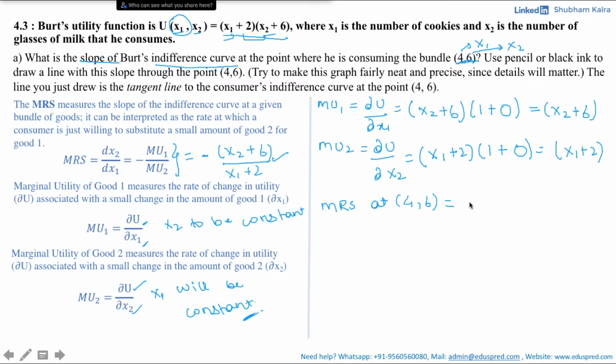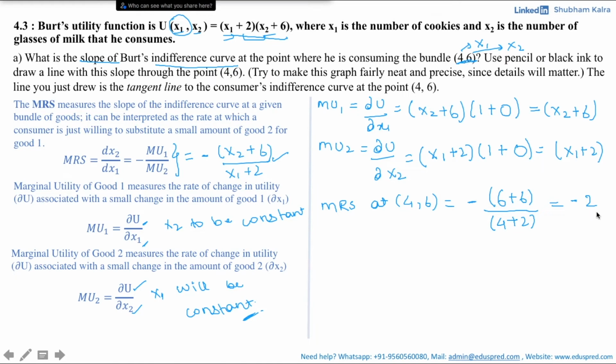So that would be minus of x2 plus 6. At this point, your x2 is 6. So that would be 6 plus 6 divided by x1 plus 2. And your x1 is 4. So that would be 4 plus 2. Solving this, you get minus of 12 divided by 6, which is equal to minus 2. Thus, your slope or MRS of Burt's indifference curve at the point where he is consuming the consumption bundle 4, 6 is minus 2.